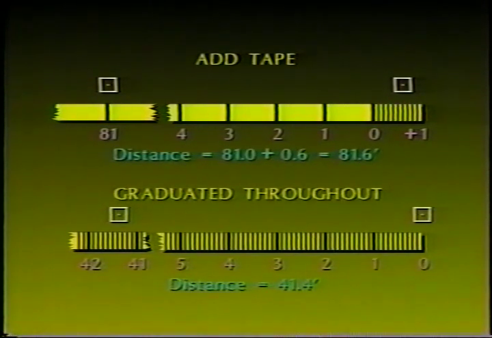With a graduated throughout tape, the rear chainman simply holds zero on the point being measured from, while the chainman reads both the whole foot and the portion thereof. In our example, the distance is 41.4 feet. Many surveyors prefer this type of tape because they feel fewer errors are made if only one person reads the tape. Whichever method is used, care must be exercised in recording the distances in the field notes. One blunder here can cancel many hours of very precise work.